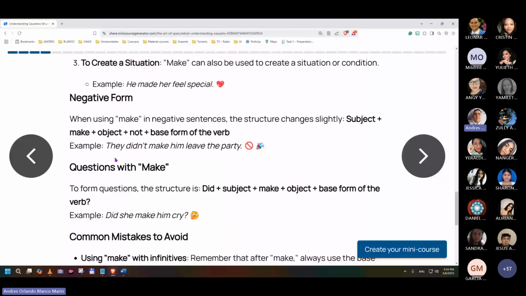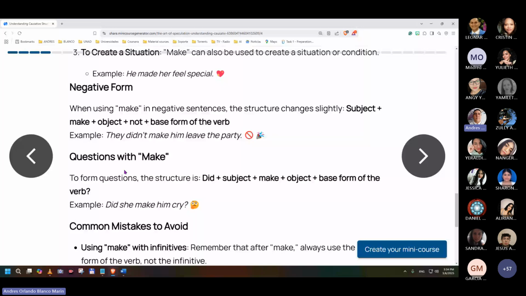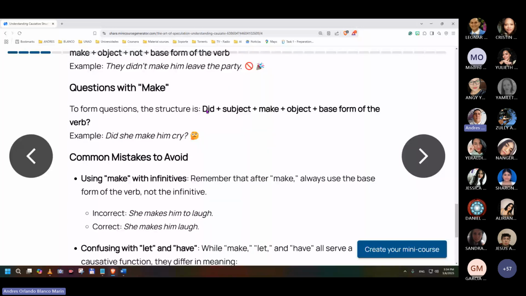You can also make questions. You can change the order. Remember, you put the auxiliary verb at the beginning, and you can ask, did she make him cry? Who is the object? Him. So I'm probably seeing a man over there crying, and I'm asking, did she make him cry?